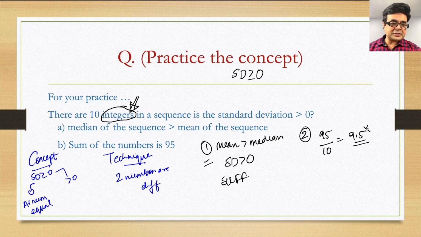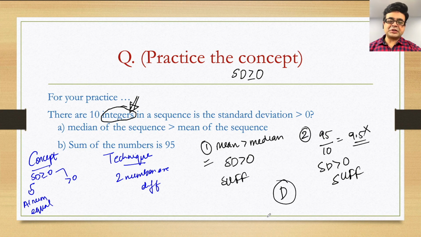So this possibility doesn't exist, which means some are more than 9.5, others are less than 9.5, resulting in an average of 9.5. Hence we know that in the series there would be numbers which are not all equal to each other, which also gives us standard deviation greater than 0, because the possibility of standard deviation being 0 is eliminated since all the numbers are not equal to each other. So statement number 2 is also sufficient to answer the question, which means the answer to this question is D.